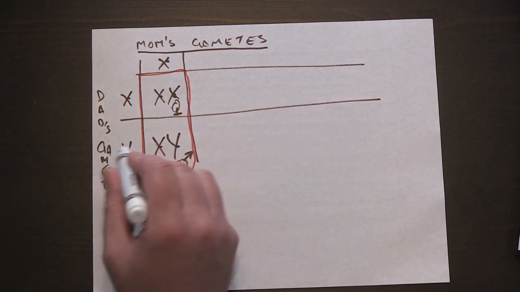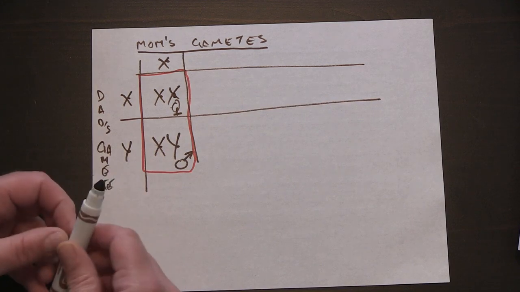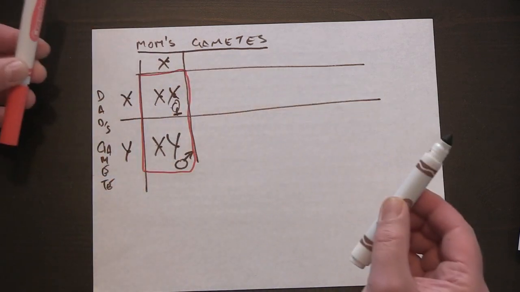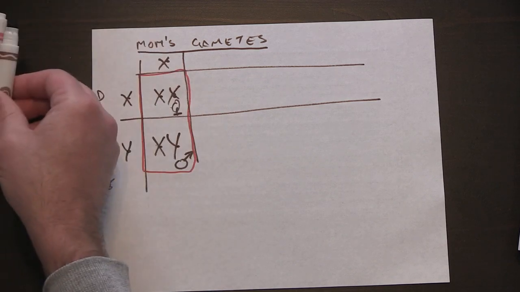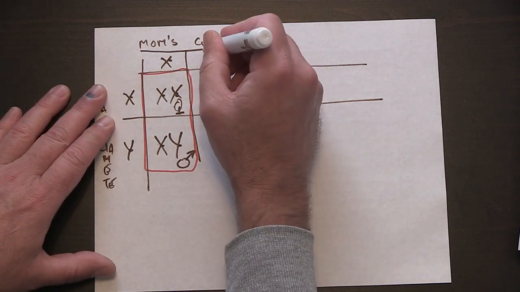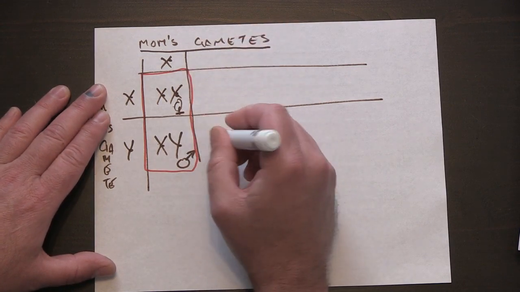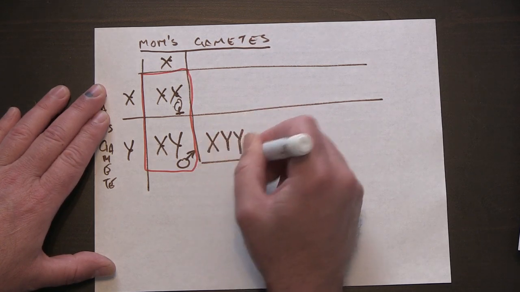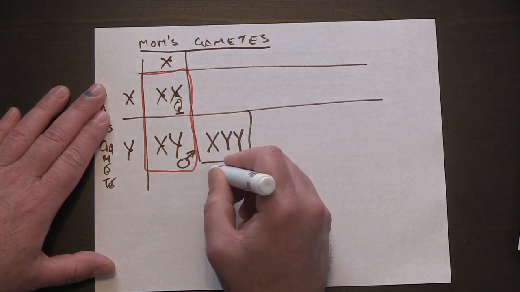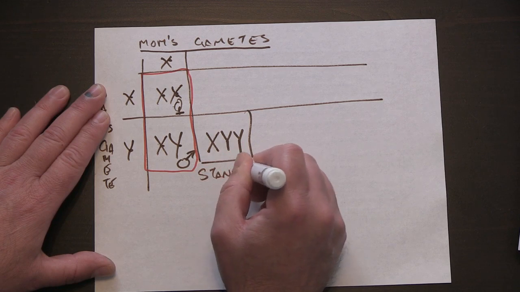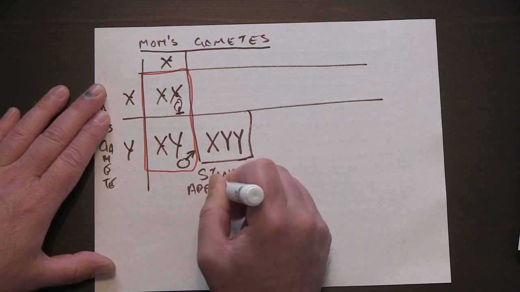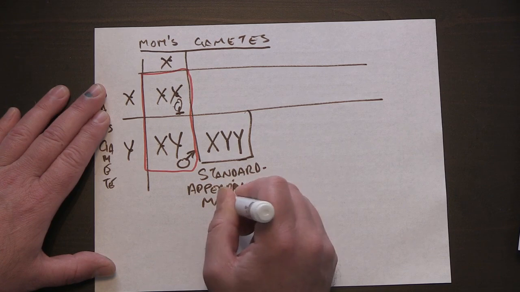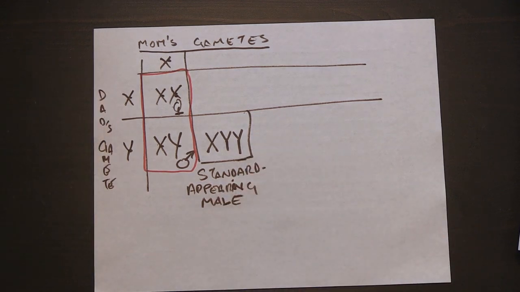Okay. If there's a non-disjunction, so when the cell replicates the DNA, it's going to make 2 copies of the Y chromosomes. And normally they would separate. If they don't, if there's a non-disjunction, two Ys can end up in the gamete. And so this person here would, if that happens, get an X from mom and two copies of the Y chromosome. Okay. This is a standard appearing male. Nothing wrong. They just have an extra Y chromosome.